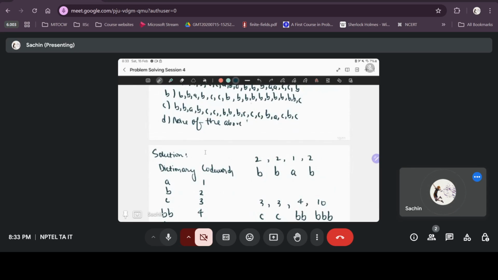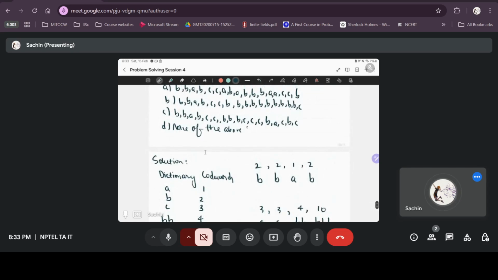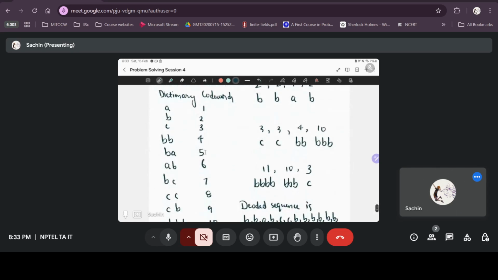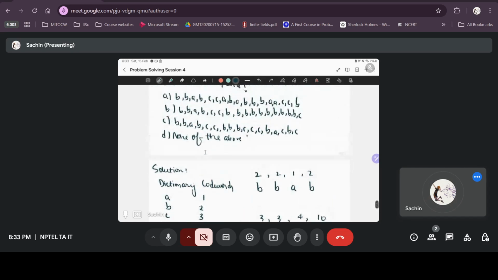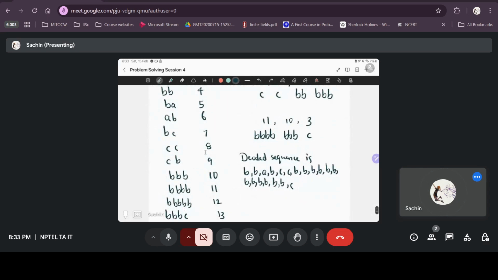BB, BBB, BBBB. No, it's not. It's not any of the options. There must be 12 B's. Here there's only 1, 2, 3, 4, 5, 6, 7, 8, 10. So there must have been 2 more B's. Then it would have been option B. Now this sequence matches with none of the options. So the answer is none of the above.